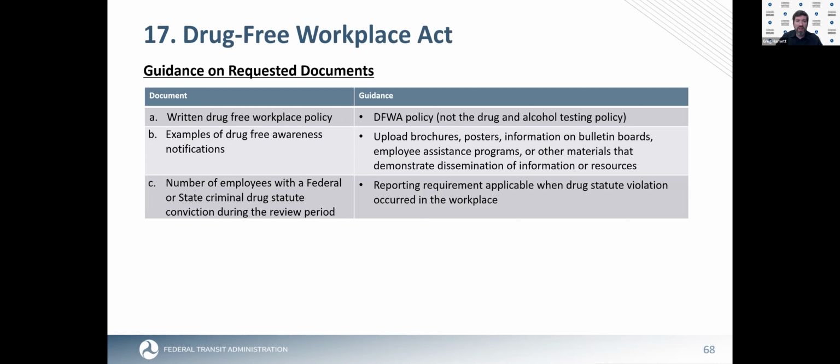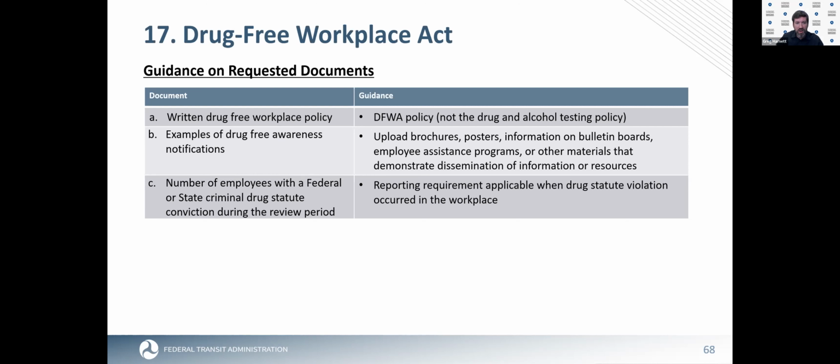Great. So we're going to talk about DFWA now, Drug-Free Workplace Act. There are actually two separate chapters on the drug and alcohol topics. This is the first one. Then we're going to move into the drug and alcohol testing program. So you can see the RAR is asking for item A here, your written drug-free workplace policy. Now your DFWA policy is probably different from your drug and alcohol testing policy. I don't want to confuse you, but I will say sometimes I do see the DFWA content inside the drug and alcohol testing policy. So you may have it covered as one document. It may also be two separate documents.